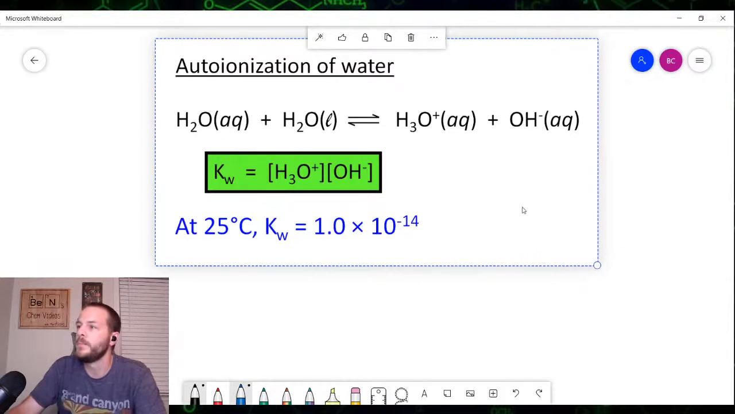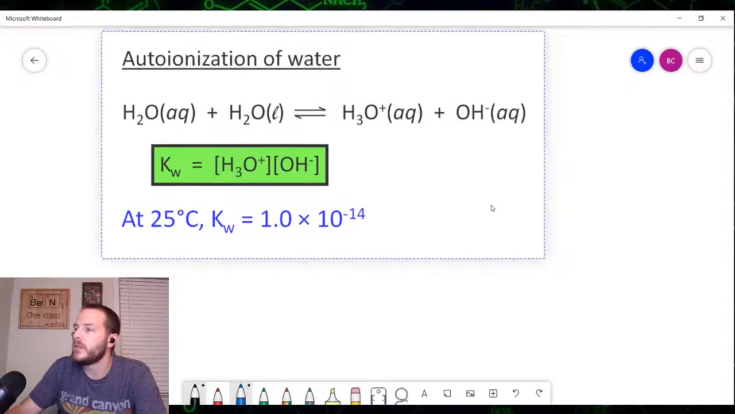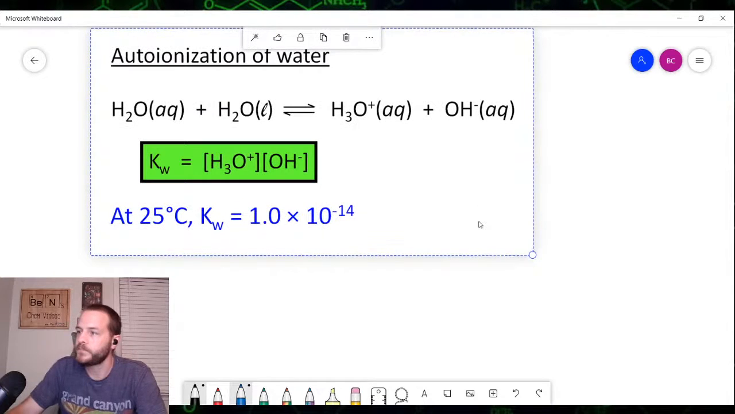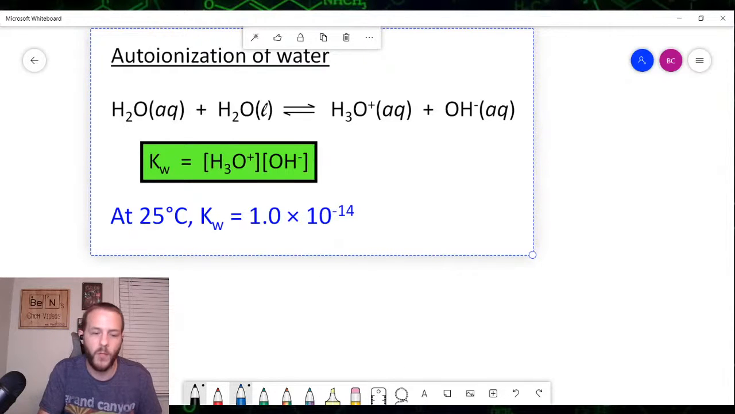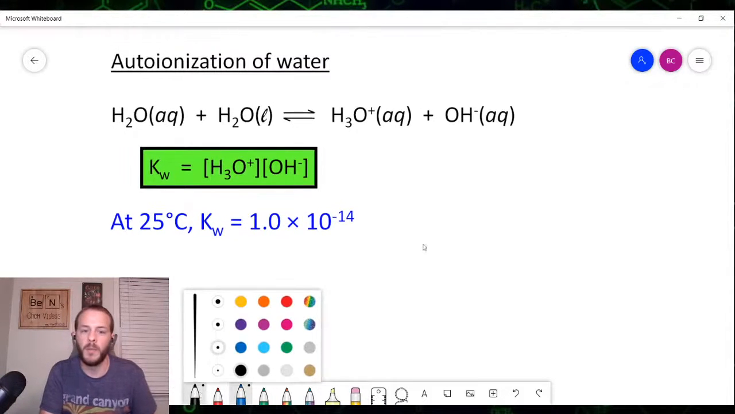All right, so we're going to see if we can derive some relationships to understand this concept of the ion product constant for water and the autoionization of water. Let's see if we can understand this a little bit better.